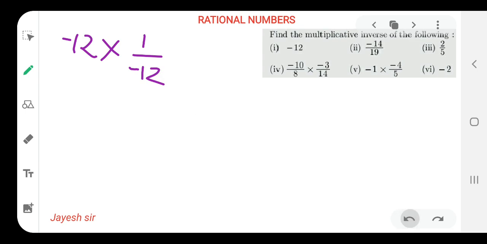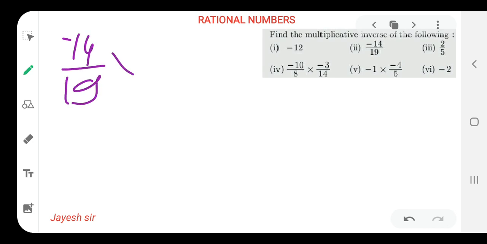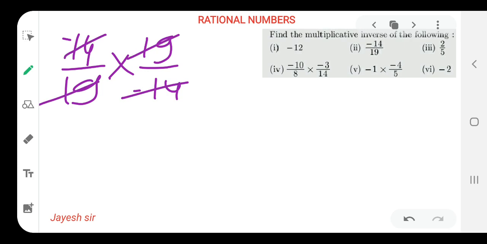So let's move to our second sum, that is minus 14 by 19. What is it? Minus 14 by 19. What should be multiplied to it? The reciprocal of it. That is 19 upon minus 14. Minus 14 cancels. 19 also cancels. So the reciprocal of it is 19 upon minus 14. Our answer is also minus 19 upon 14. I hope you all might have understood it properly, friends.